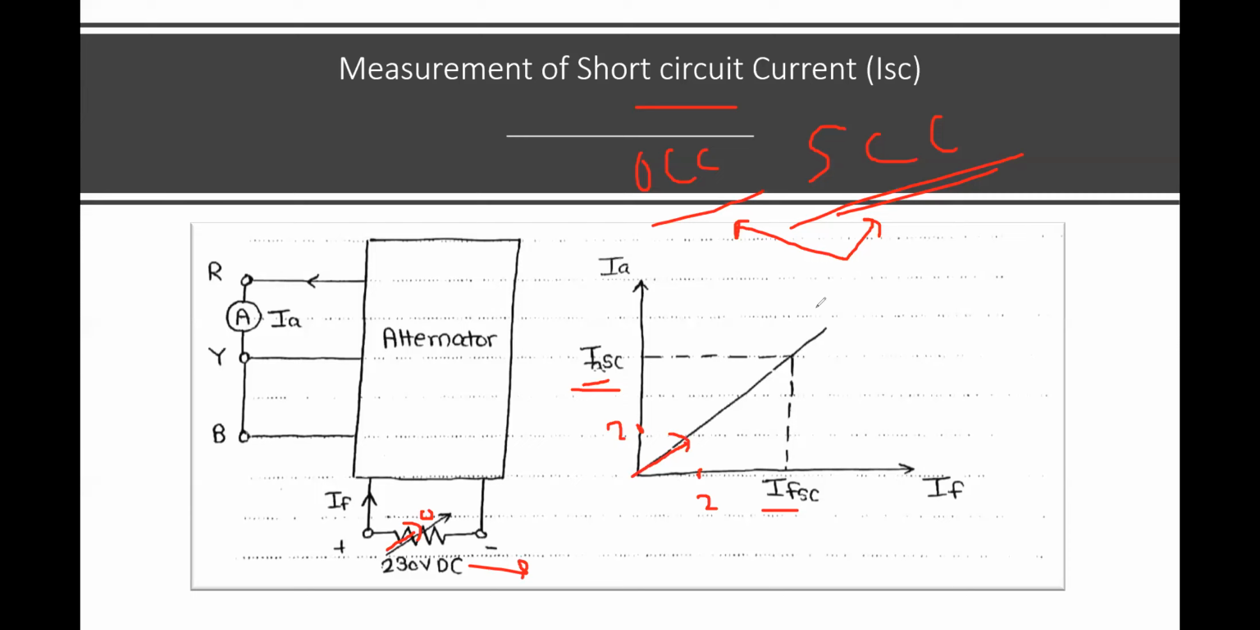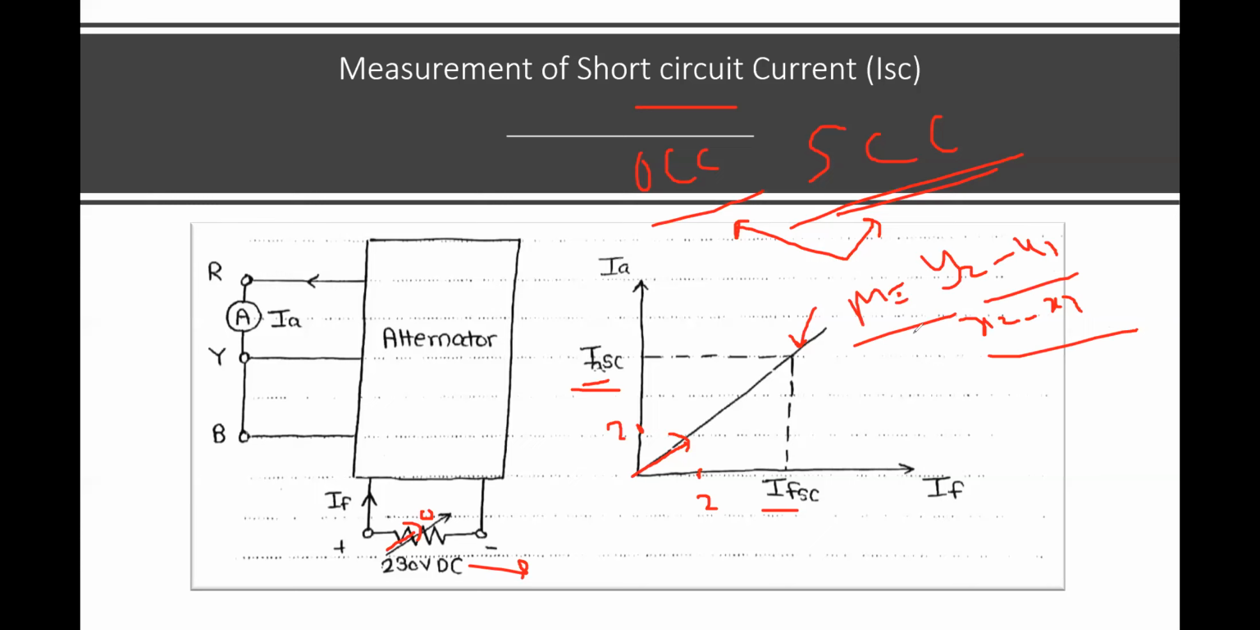What is the slope of this line? Please tell me. The slope formula is y2 minus y1 upon x2 minus x1. Is it okay? The formula is correct, no issue. Now calculate this slope.